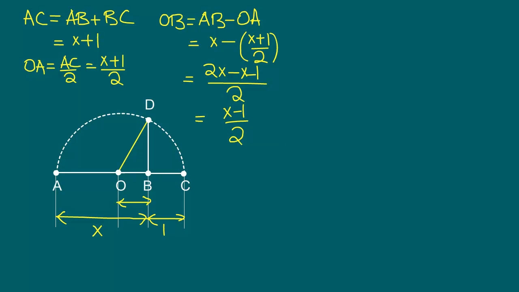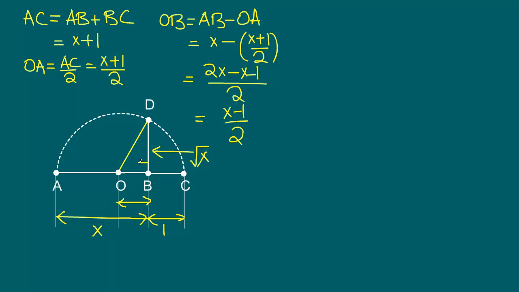Next, we are now going to look into the triangle OBD. Remember, we are trying to find out the length BD. We are trying to find out why this length is always square root x. That's what we are trying to find out. Now, if you look at triangle OBD.